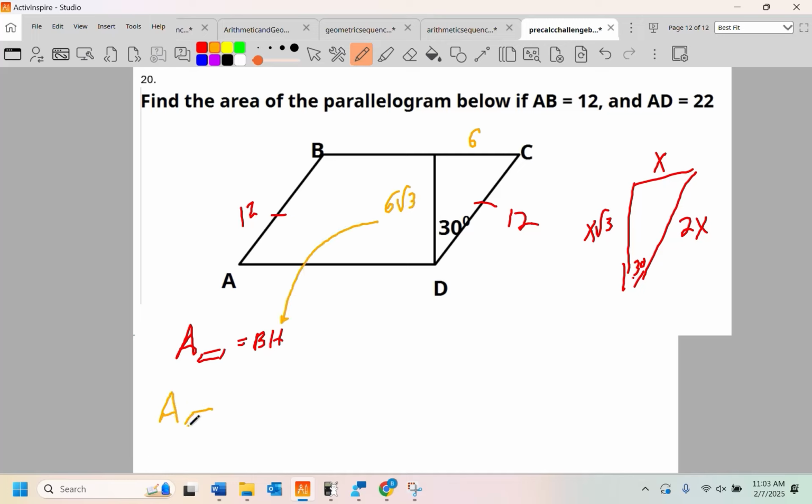So the area of this parallelogram is something times 6 root 3. It says A to D is 22. That's your base. So 22 times 6 root 3. 22 times 6 is 132. So 132 root 3. And that is your challenge practice.